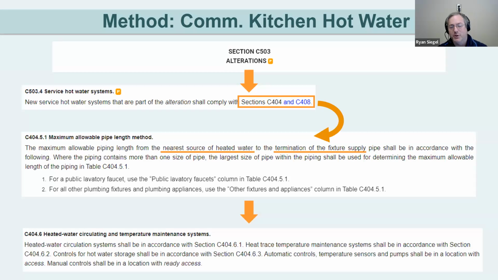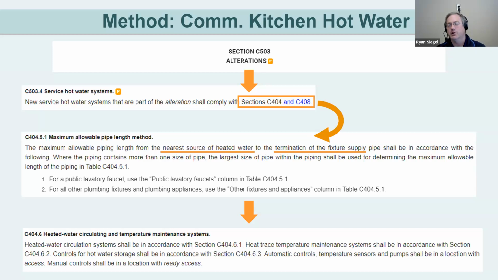So in order to achieve that, we will likely need to add a heated water circulation system in order to meet that maximum allowable pipe length. For public lavatories, I believe it's 2 ounces. So that's a very short pipe length.